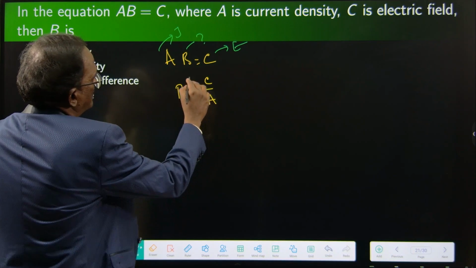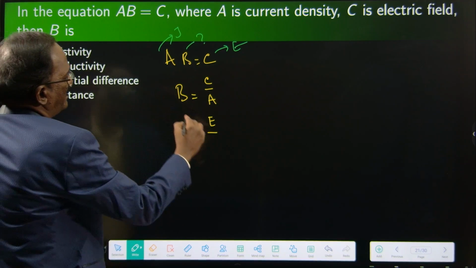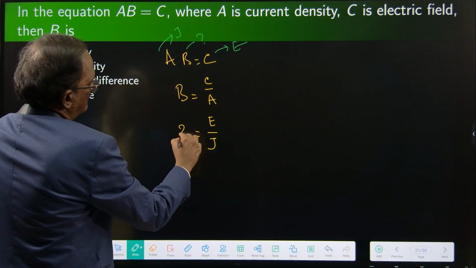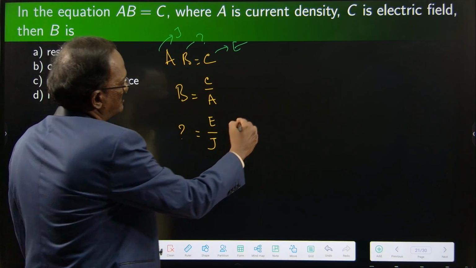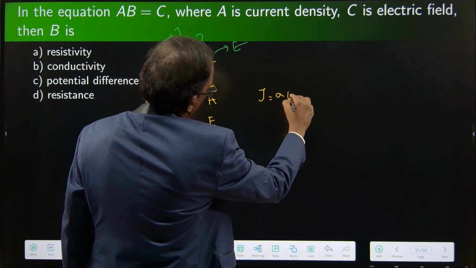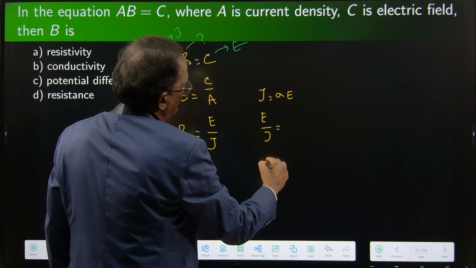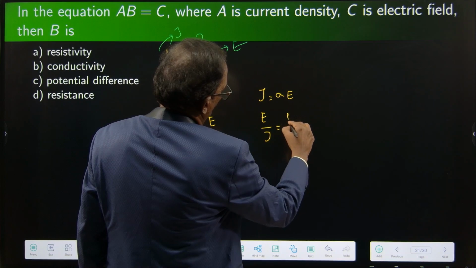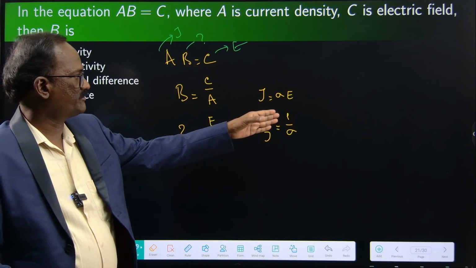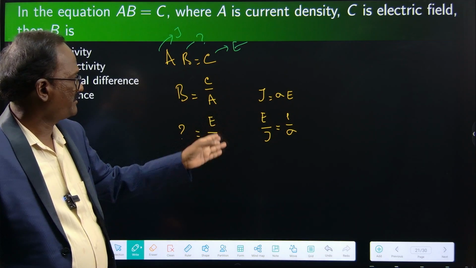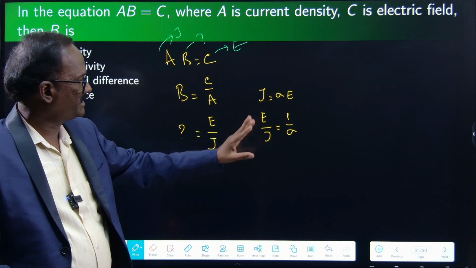Then if you replace C with E and A with J, what has to come here? J is equal to sigma E. E by J you find. E by J is equal to 1 by sigma. This is the original equation, J is equal to sigma E. E by J I am finding. To relate this given equation, E by J is equal to 1 by sigma.